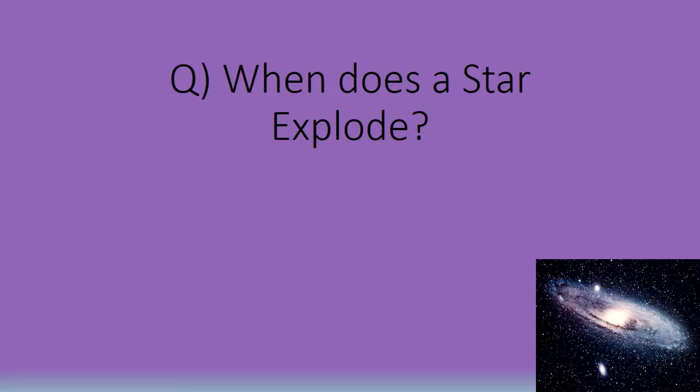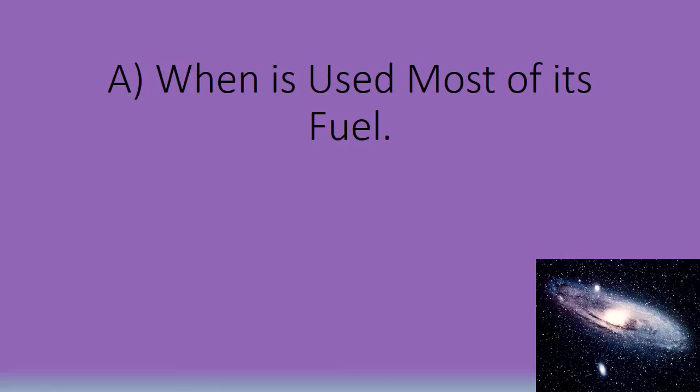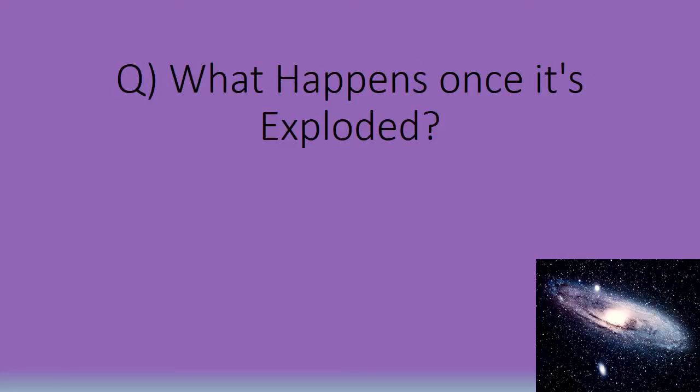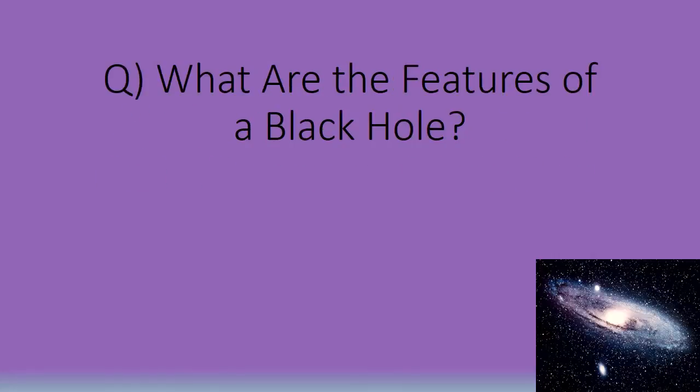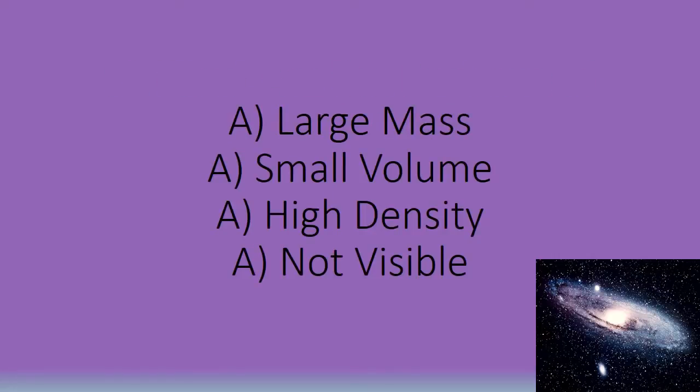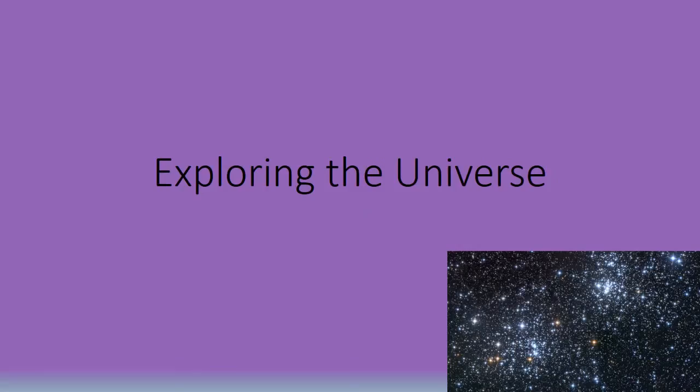When does a star explode? When it's used most of its fuel. What happens once it's exploded? It becomes dense. Sometimes it's so dense that it becomes a black hole. What are the features of a black hole? Large mass, small volume, high density, and not visible.